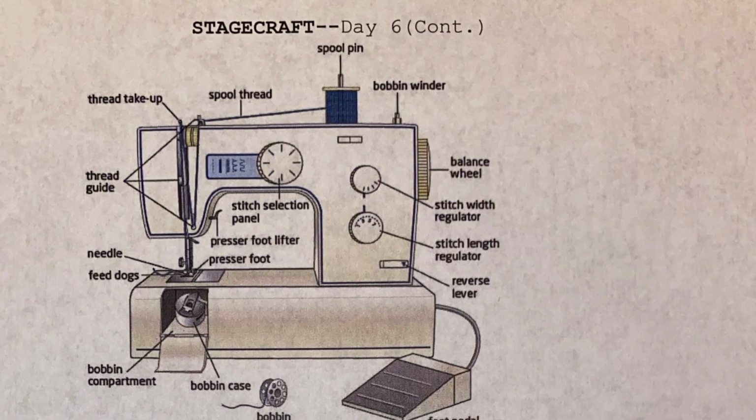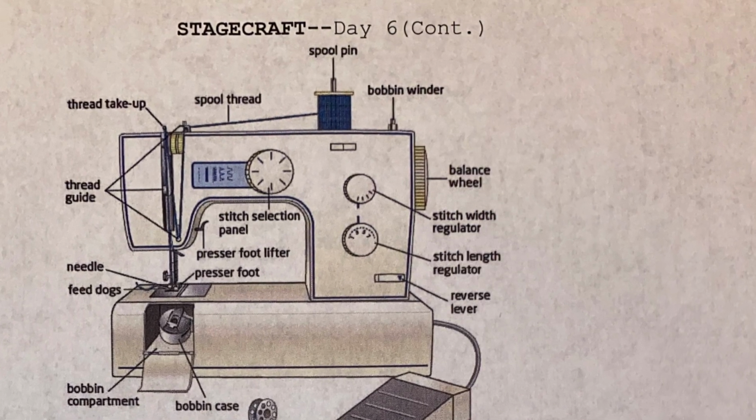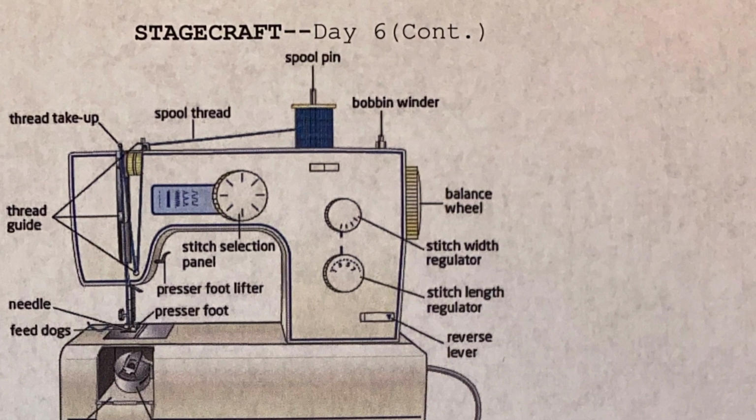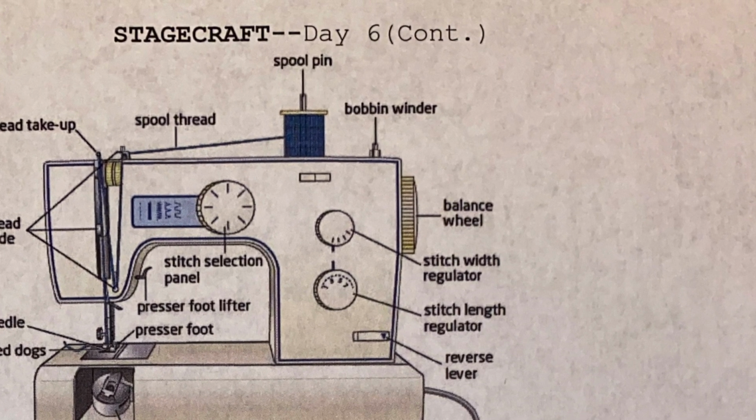See up there where it says bobbin winder at the very top. There's a way to turn the balance wheel so that it disconnects, so you can then fill your bobbin and then reconnect your balance wheel so that the needle is connected, and put your bobbin back in underneath the machine.